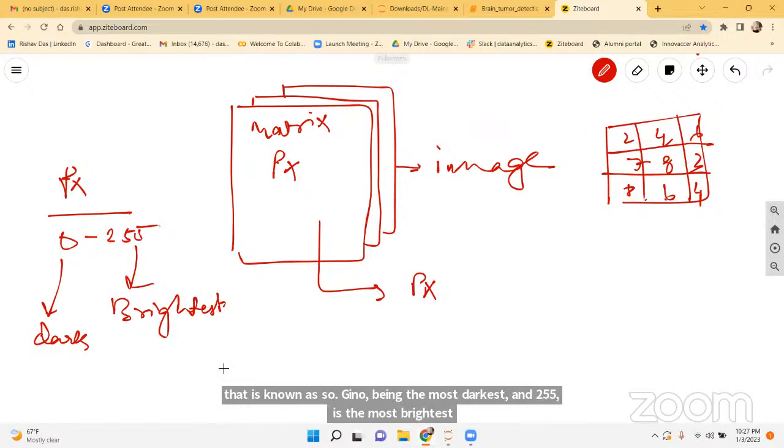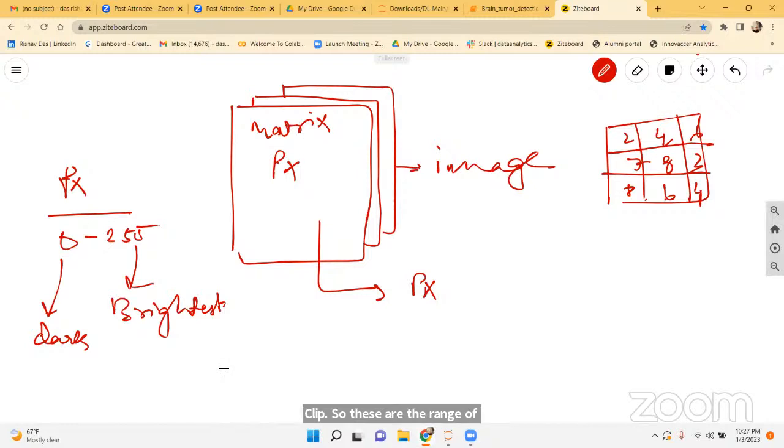Clear? So these are the range of pixel values, 0 to 255. You basically make use of this range of pixel values to fill up all the colors. Now you can see so many different colors are there in a given image. You can have any different set of colors. These colors are formed using these three channels. That's why these channels are used.